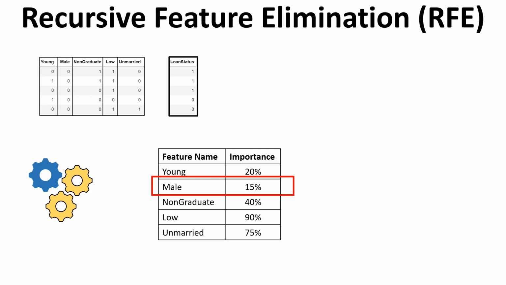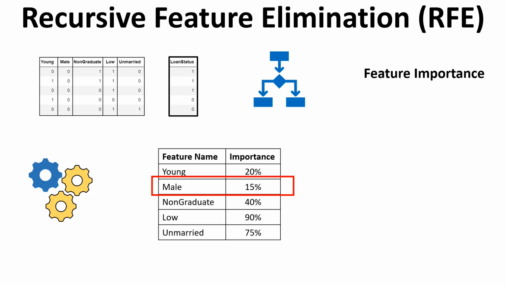Now these steps will be repeated until we are left with only the number of features which we had asked for. So the question is how this importance is decided. There are models like decision tree or logistic regression, etc. In decision tree you get a property called feature importance. This is the property which is leveraged to find the importance of each of the features.